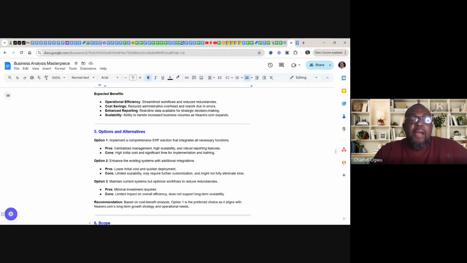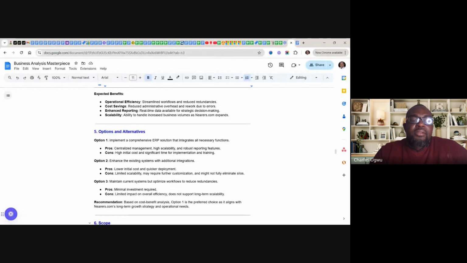Another option can be to enhance the existing system with additional integration. We can say some of the systems we're working with already, let's get them integrated. It's not going to be easy. Lower cost and quicker deployment, but limited scalability, and it may require customization and might not fully eliminate silos. It might not really take care of our problem.